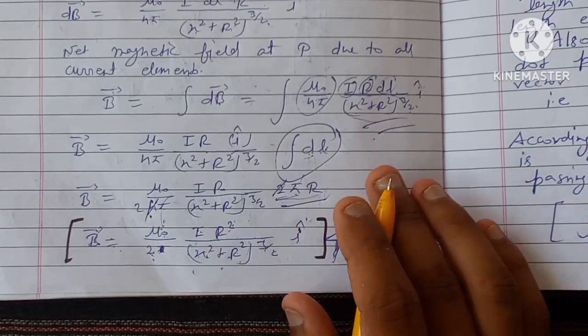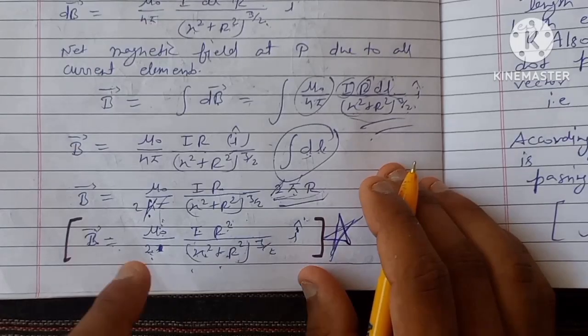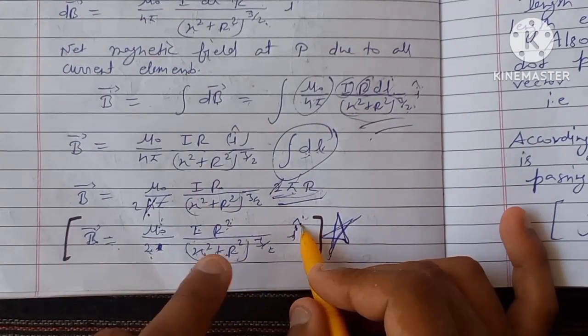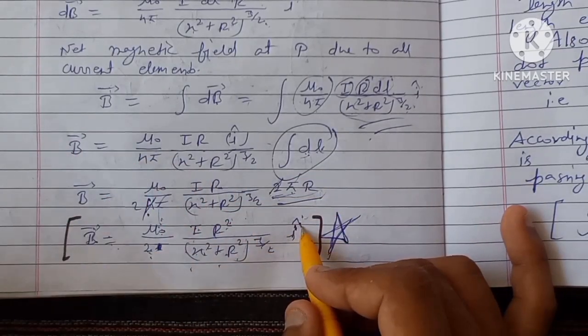Here you have to remember one point: we can clearly see that the direction is along I cap, meaning the magnetic field is only along I cap. In y cap direction there is no magnetic field due to this circular wire.